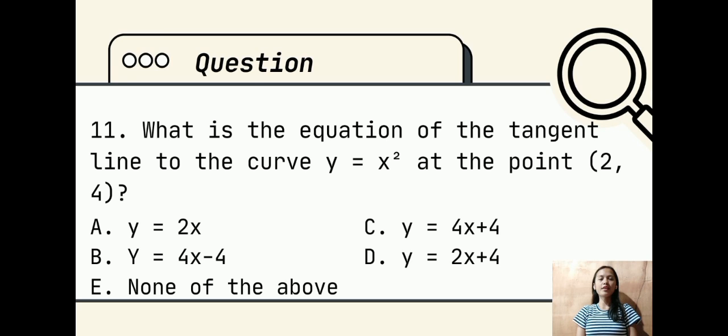Number 11. What is the equation of the tangent line to the curve y is equal to x squared at the point 2, 4? A. y is equal to 2x. B. y is equal to 4x minus 4. C. y is equal to 4x plus 4. D. y is equal to 2x plus 4. E. None of the above.